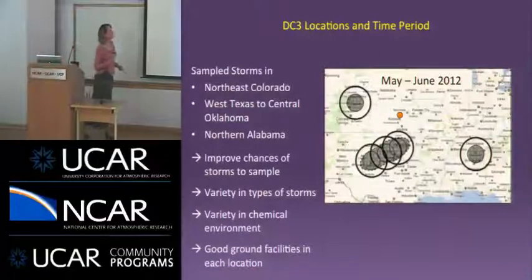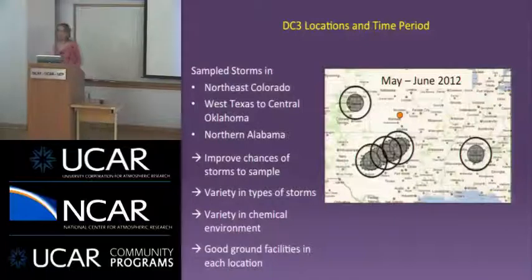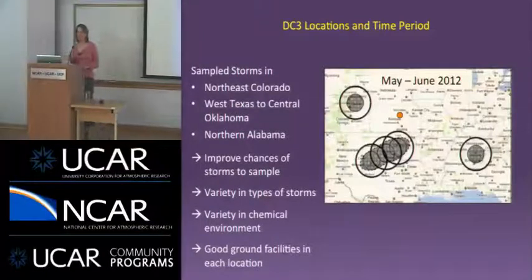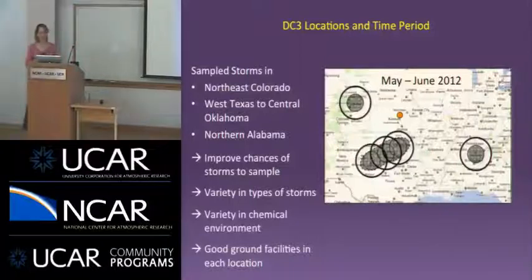DC3 took place in Salina, Kansas. That was our operations base. But we flew to thunderstorms in northeast Colorado, western Texas to central Oklahoma, and northern Alabama. The reason we chose those 3 sampling sites was mostly to improve our chance of sampling storms. We were really worried that drought might show up and we wouldn't have any storms to sample. So we improved our chances to sample storms.